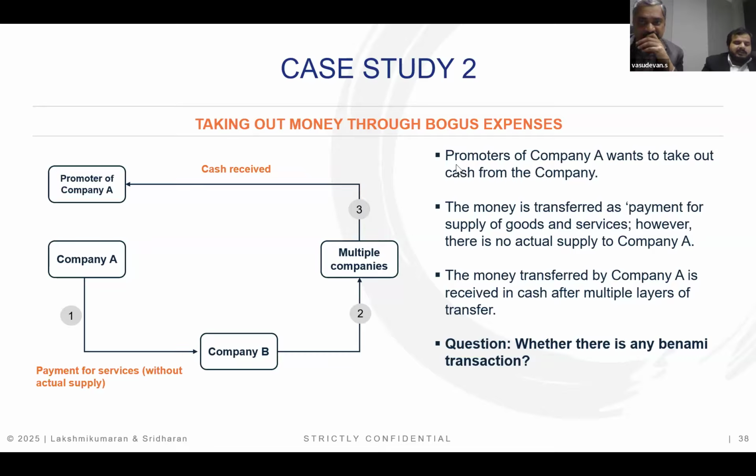Yeah. So, sir, in this case, what is basically happening is that the promoters want to take out some money from the company. And for this purpose, they take assistance of their consultant, and bogus invoices are raised on the company, and the money is paid as payment for supply of goods and services. In reality, there is no supply as such. And basically, after multiple layers, the amount reaches the promoter in cash.